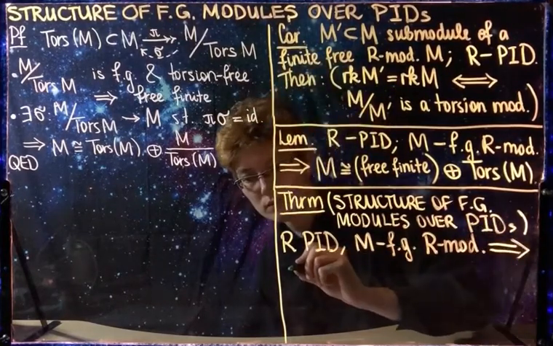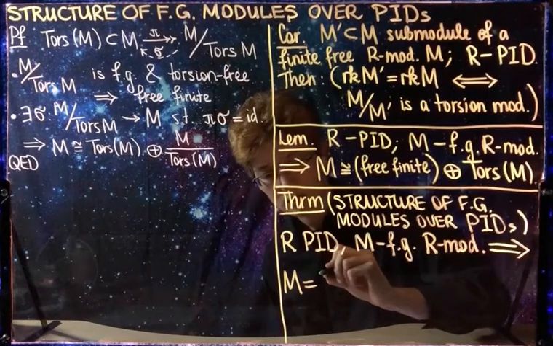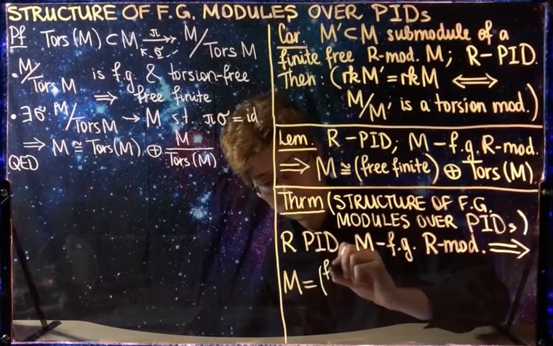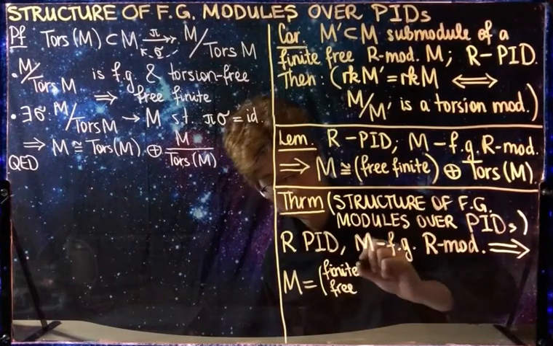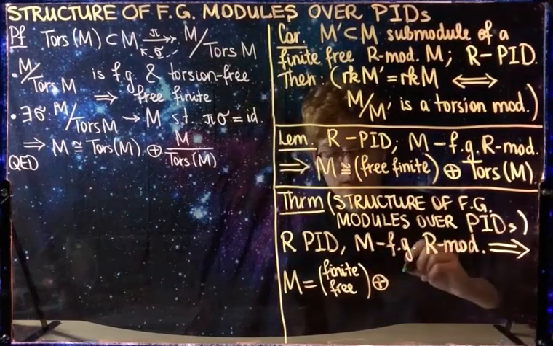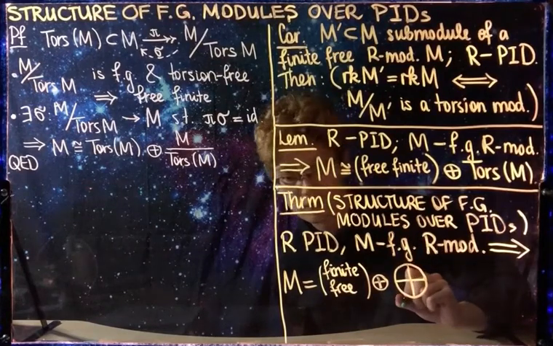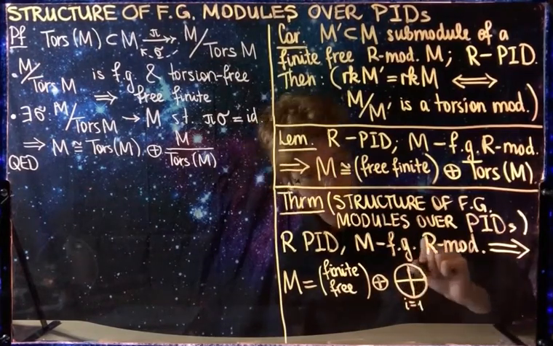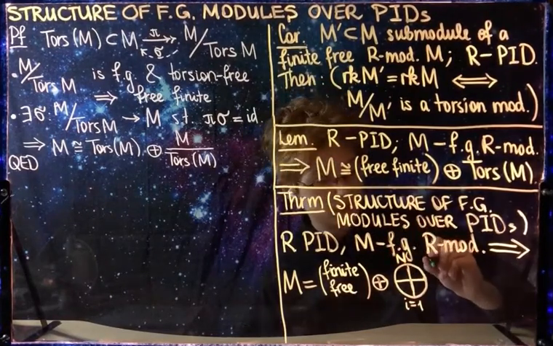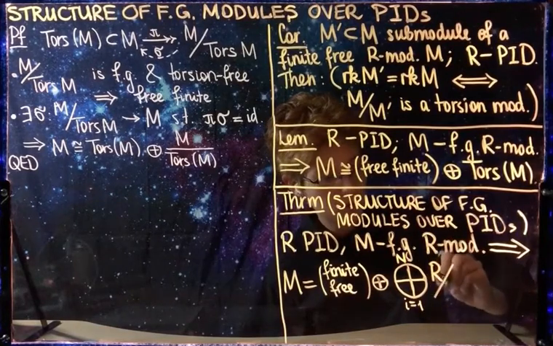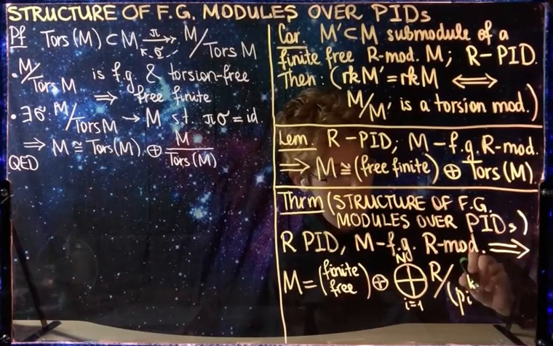then M has the form of some finite free part, a finite free direct sum with the big direct sum, still finite, for i going from 1 to some capital M, of cyclic torsion modules R mod out by p_i to the k_i.